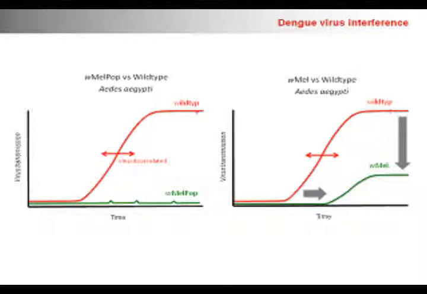So both of these effects, if we hand this data to the modelers, they predict if we could establish this mosquito across a geographic area, dengue transmission would collapse. It wouldn't be able to be sustained.